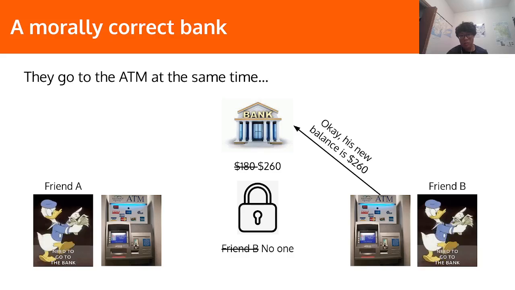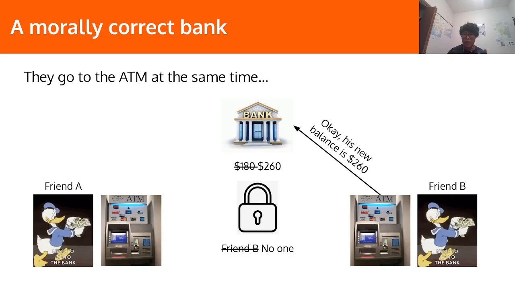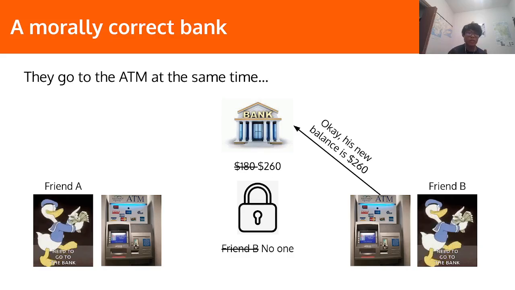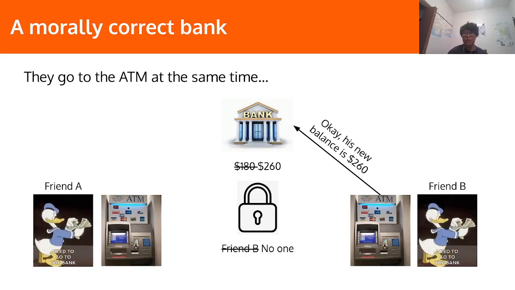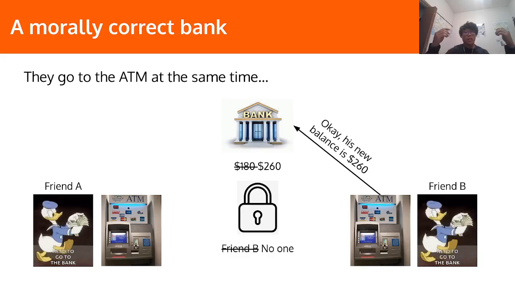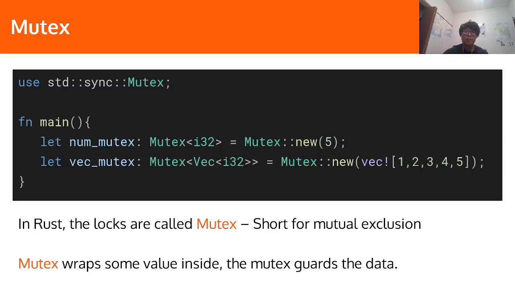So the idea here that we want to show is that introducing a lock means that only one person can do the full transaction at one point in time, and it cannot be interrupted, right? And this helps to ensure that our code is correct in how the transaction happens. So how does this look in Rust actually?